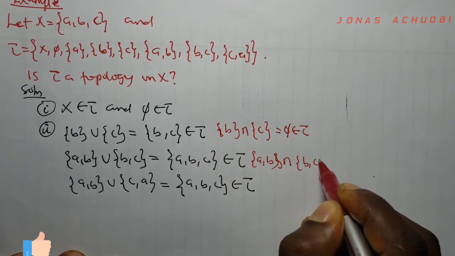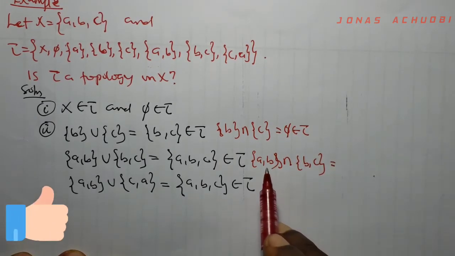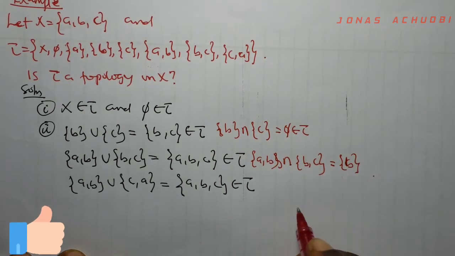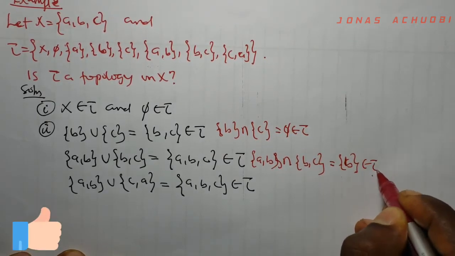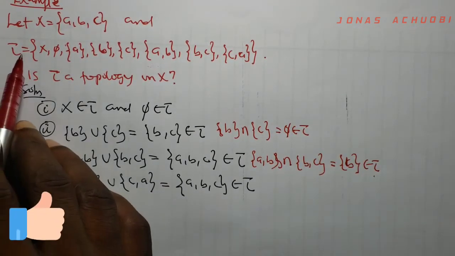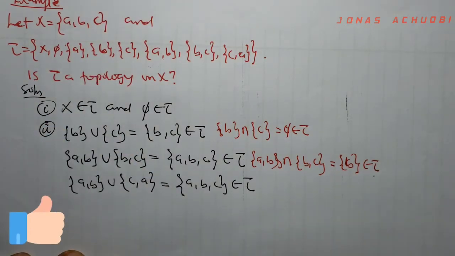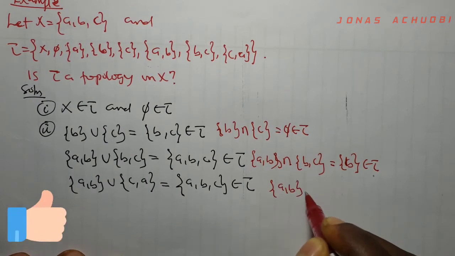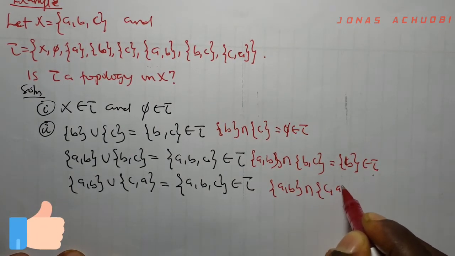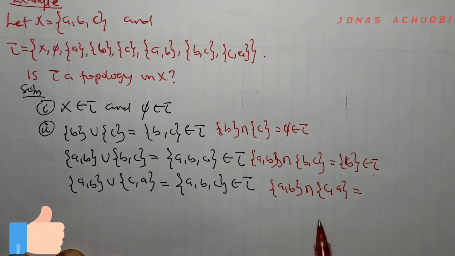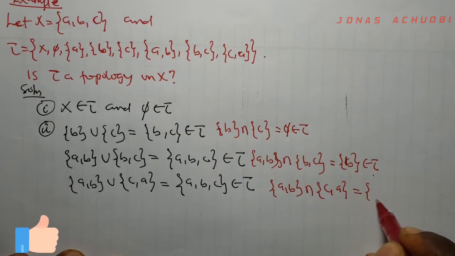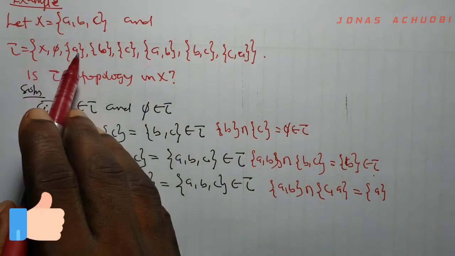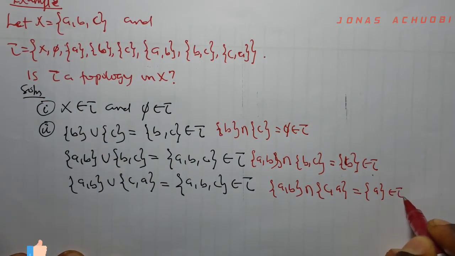If we intersect the open set AB and BC, what do we get? AB and BC, B is common. And is B an element of the collection tau? We check. Yes, B is in tau. Let us take the third one here. AB intersection CA. And what will it be? AB and CA. A is common. Is A a member of tau? We check. Yes, A is a member of tau.